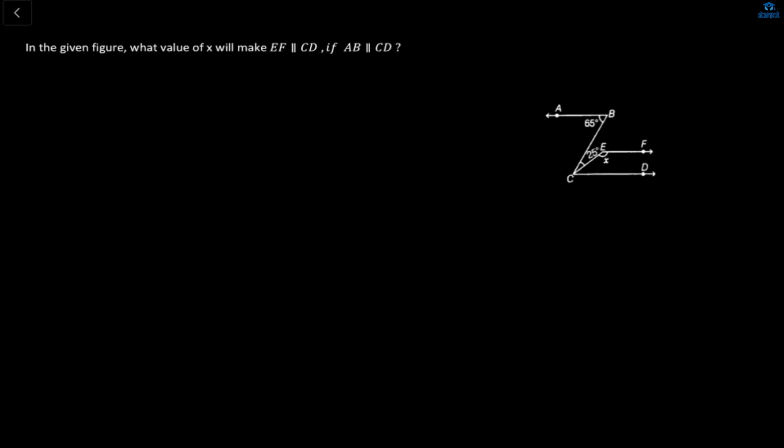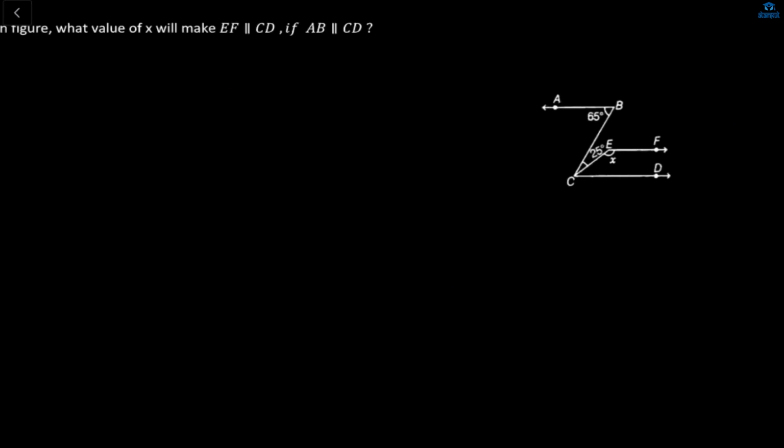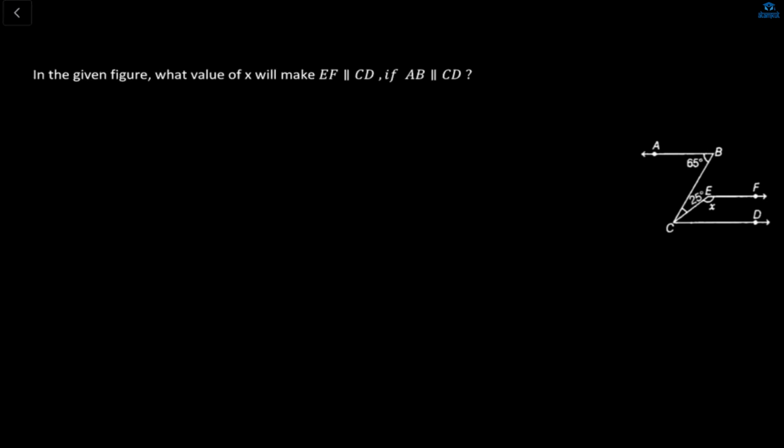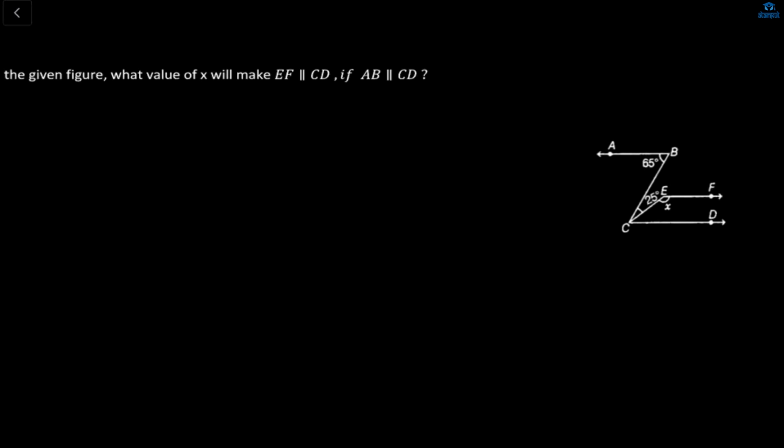Okay, now this is your diagram. What was given in the figure: what value of x will make EF parallel to CD? EF is parallel to CD if AB is parallel to CD. Now AB is parallel to CD.